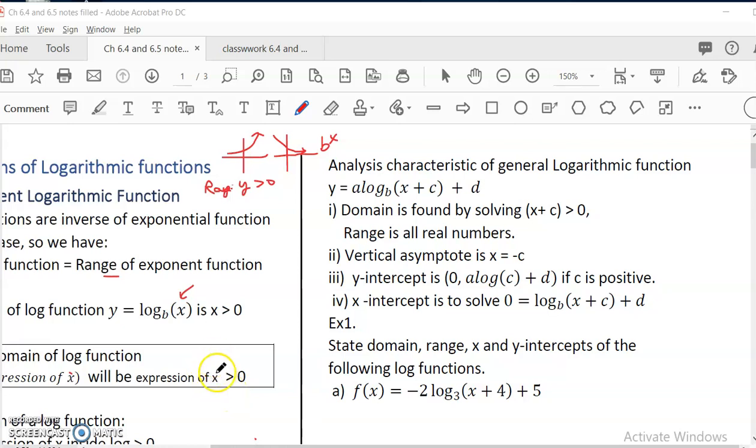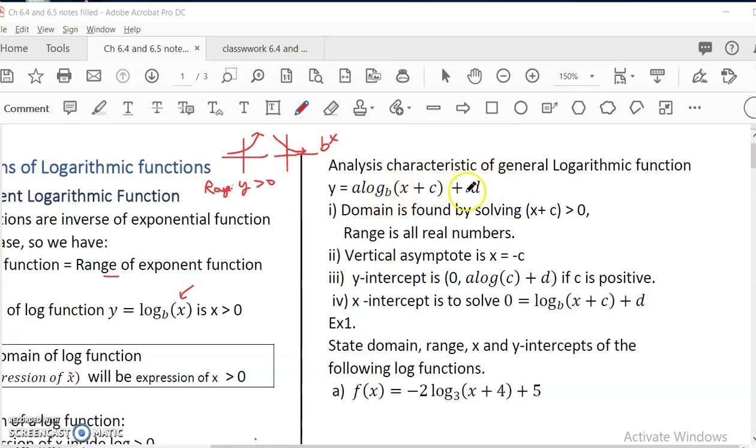In the first part we graphed the parent function. We also analyzed some of the main features of a log function, that is, its domain is where the inside of the log is greater than 0. So now we're going to graph a general log function. The general one that we are interested in graphing is a times log base b of x plus c, plus d.